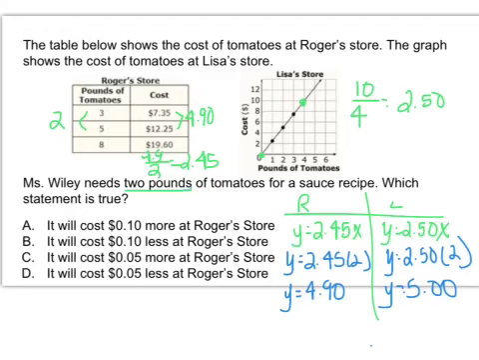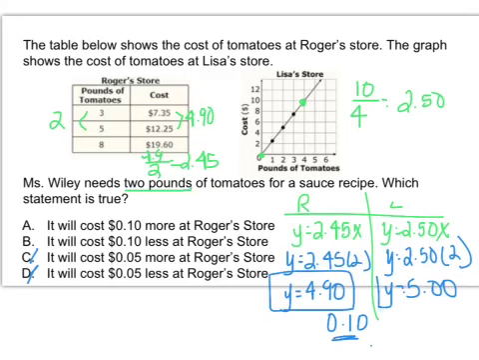So let's look at answer choice A. It says that it'll cost 10 cents more at Roger's store. So again, they're looking at the comparison, so I need to subtract. So $5 minus $4.90, that's a 10-cent difference. So right now I can eliminate C and D because that one is talking about a 5-cent difference, and it's 10 cents. So A is it'll cost more at Roger's store, and B is it'll cost less at Roger's store. Roger's store, she's going to pay $4.90.